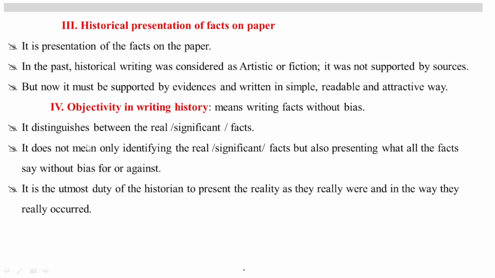Objectivity in writing history. Objectivity means writing history without bias jechuudha. First of all, identifying our sources. The distinction between real and significant facts. And this does not mean only identifying the real or significant facts, but also representing what all facts say without bias for or against it. This is known as what?